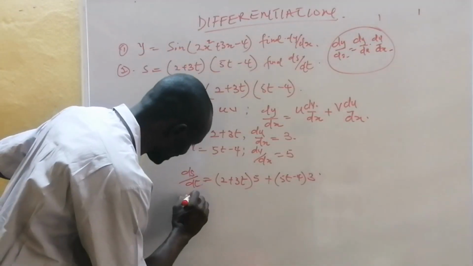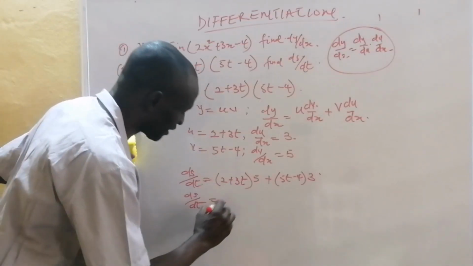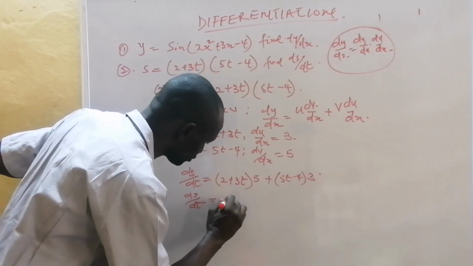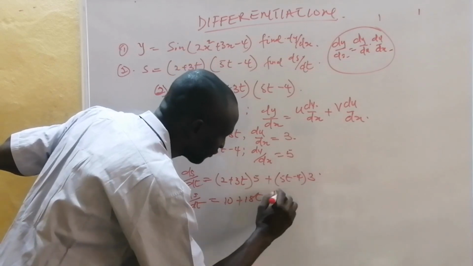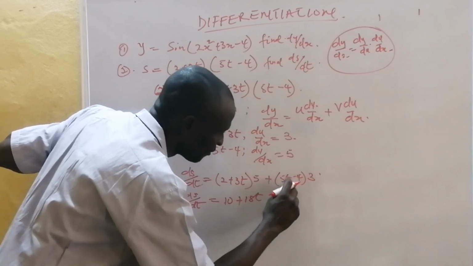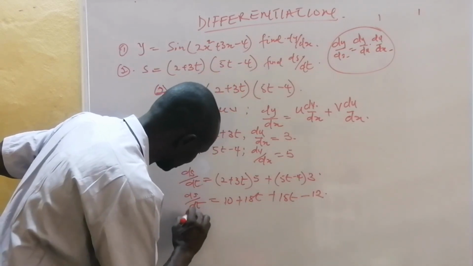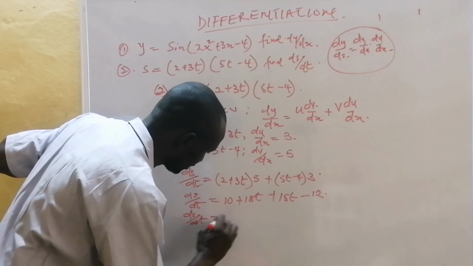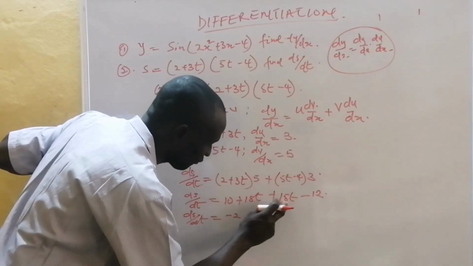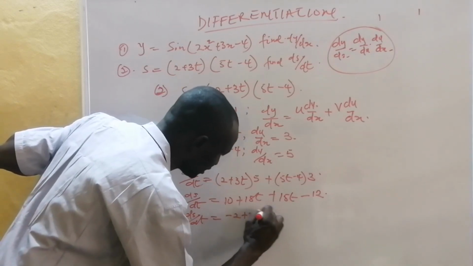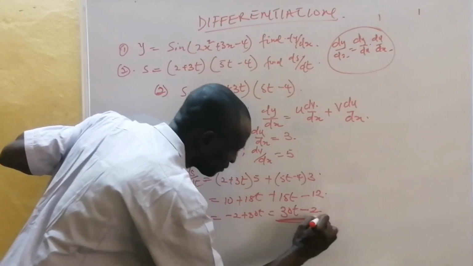Now, my ds/dt, let's open this bracket. 5 times 2, 10. 5 times 3t, 15t. Plus 3 times 5 again, 15t. Minus 4 times 3, minus 12. So that ds/dt is the same thing as 10 minus 12, that's minus 2, and 15t plus 15t, that's plus 30t. Arranging it properly, I have 30t minus 2.